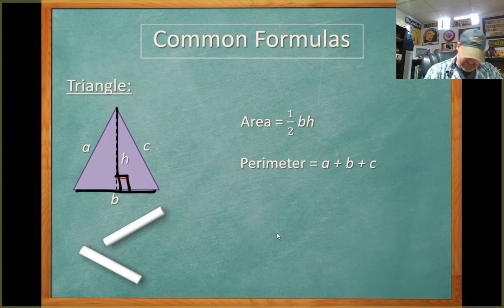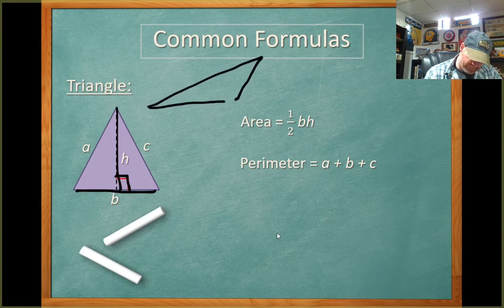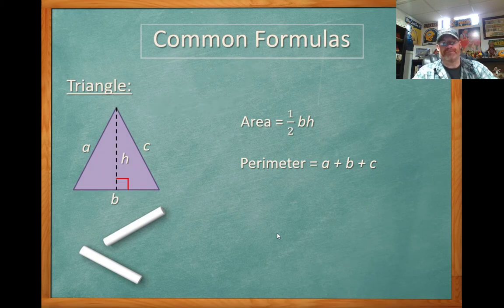If you have a triangle that's obtuse and this is your base, then your height is going to be this line right here because it has to be perpendicular to that base. Perimeter, just add up all three sides. So those are area, perimeter, circumference.